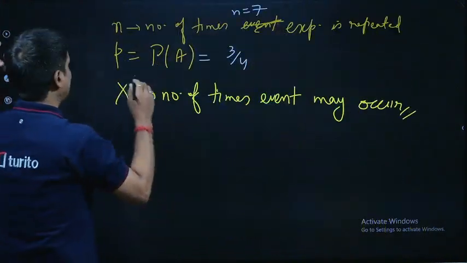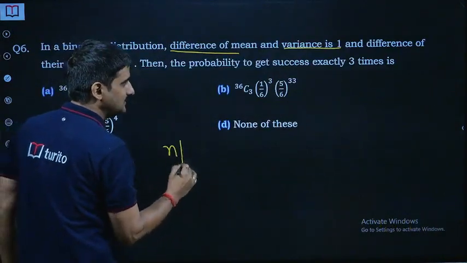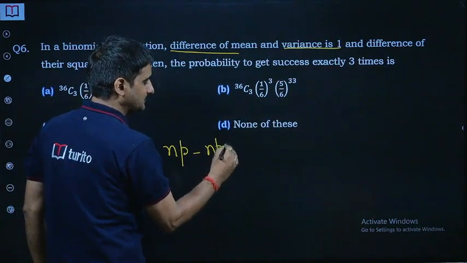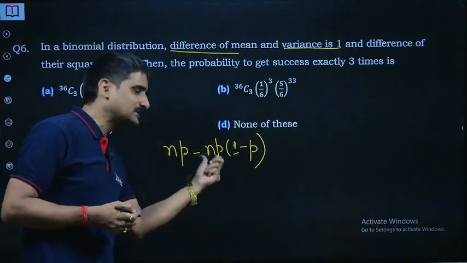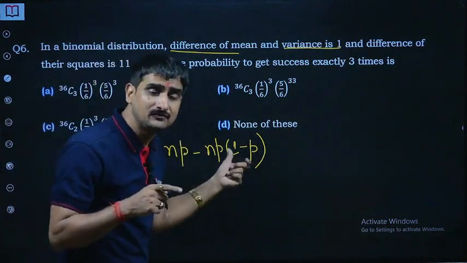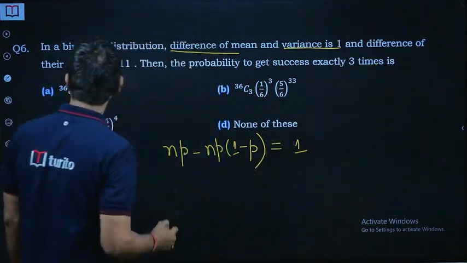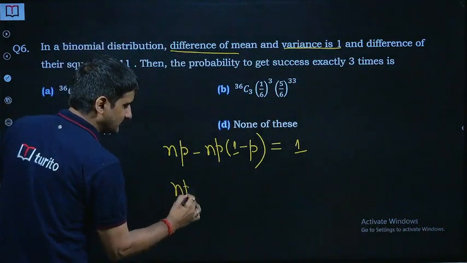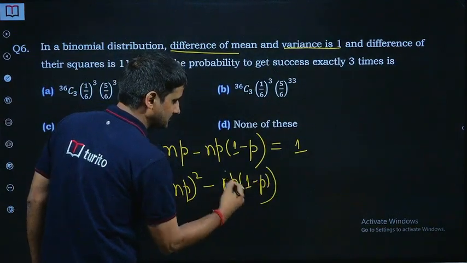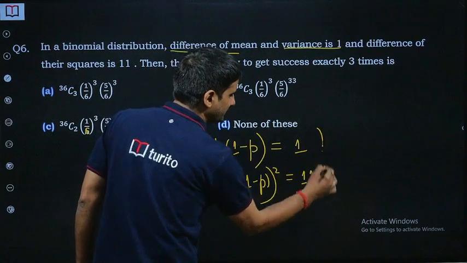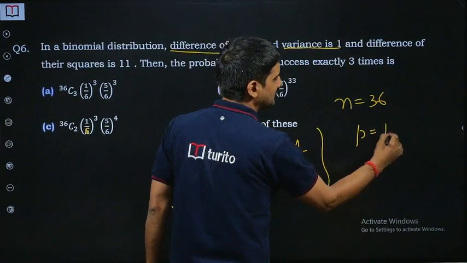Okay, so according to the question statement, the difference of mean np and variance np into 1 minus p. Of course, the variance will be smaller than the mean because you are further multiplying np by a number 1 minus p, which is less than 1. So this expression is perfectly okay. The difference of the squares, so (np) square minus (np into 1 minus p) whole square is 11. You solve them. If I'm not wrong, we got n as 36 and p as 1/6.